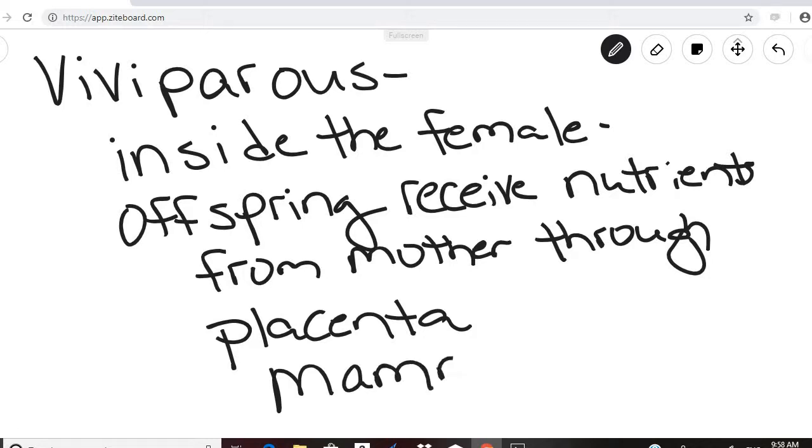In the other two types of development, where did the nutrients come from? Well, the nutrients come from the egg itself. The egg contains the nutrients. But in this case, the offspring get the nutrients from the mother through the placenta, and the connection between the mother and the baby is through the umbilical cord. Okay, so that finishes up the general characteristics of members of phylum Chordata.